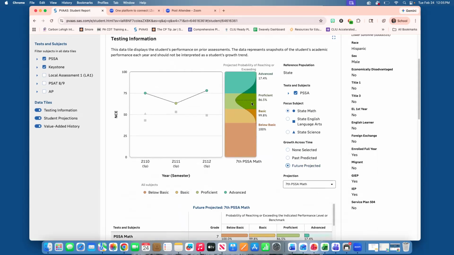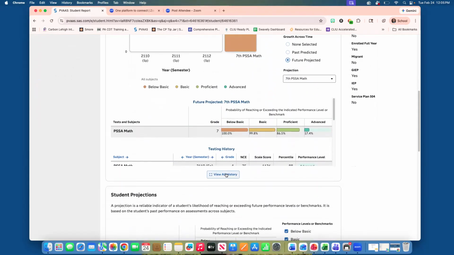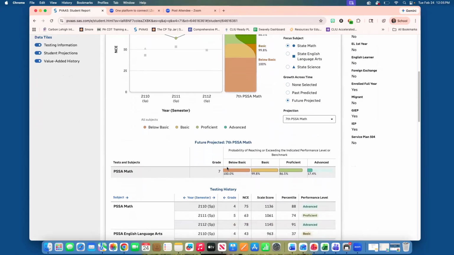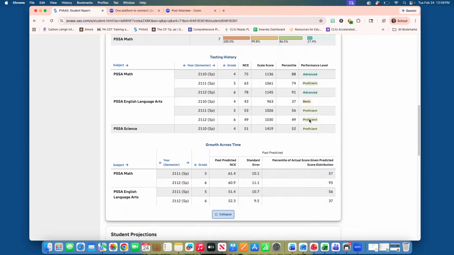you will see a dotted line that shows you where the student is predicted to perform. So this student has about an 86.5% chance of scoring proficient on the assessment. If you scroll down, you will also see a history of all of the student's projections for math, English language arts, and science. It shows you their performance level and what their projection is.